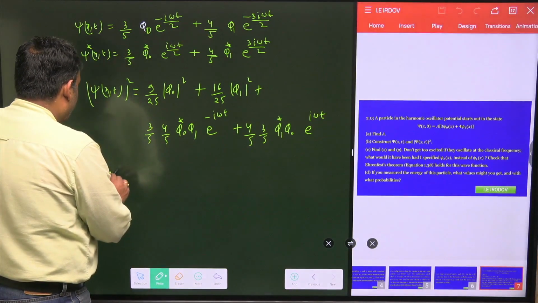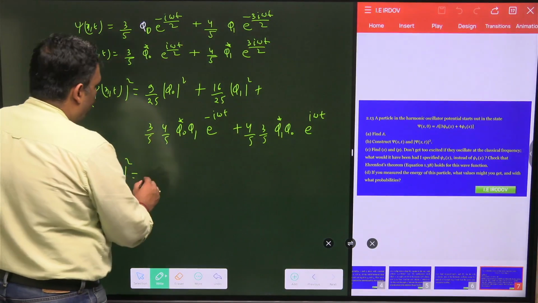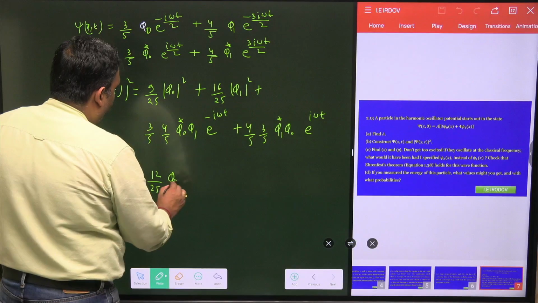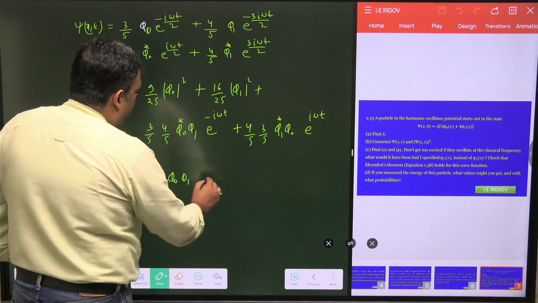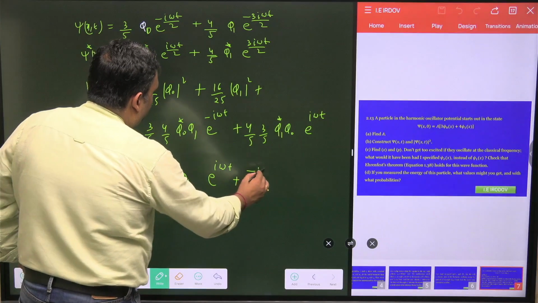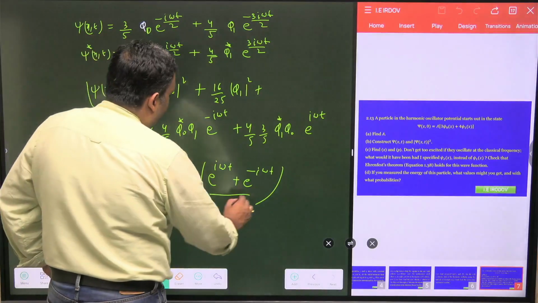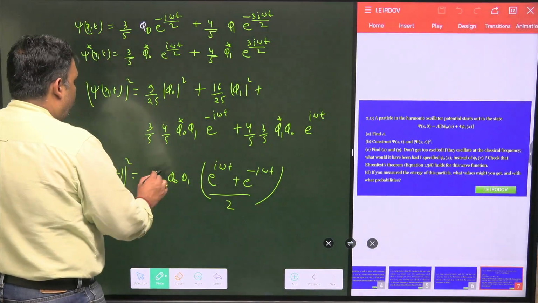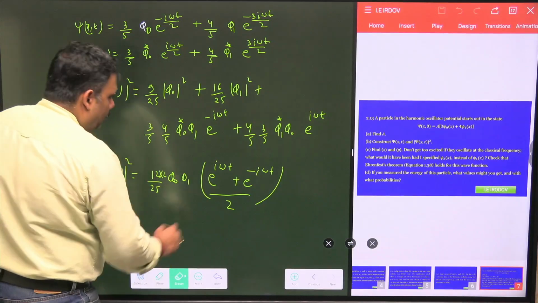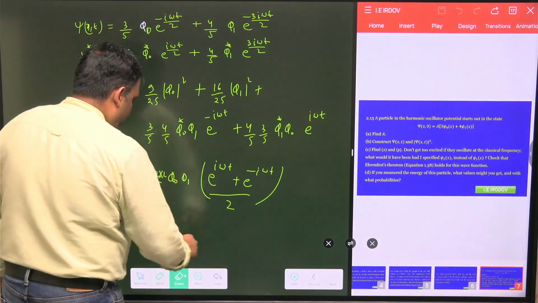This value is mod psi x t mod square, then this value is equal to 12 upon 25 phi naught phi 1, and here we will get e to the power i omega t plus e to the power minus i omega t, something like this. So what we can do, we can just multiply with 2, and we can also multiply with 2 here. So I am just talking about this one. So let us write the complete solution.